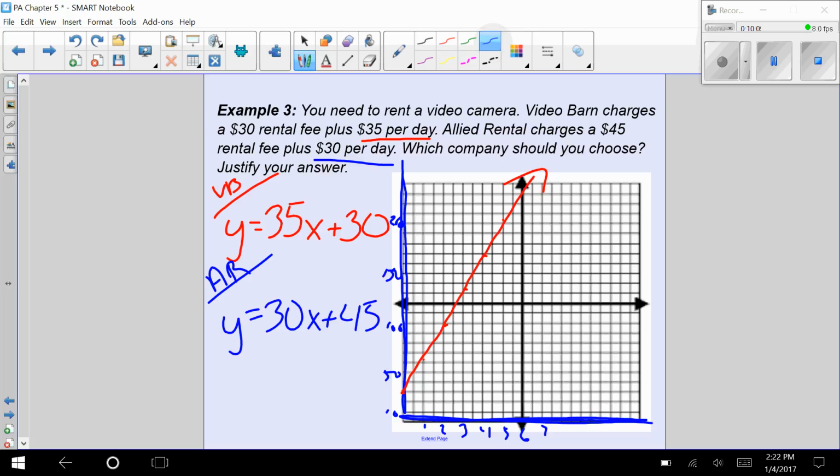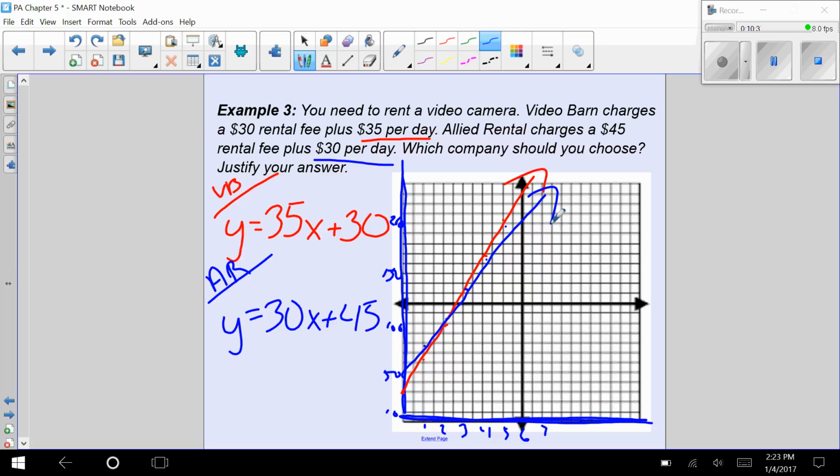for our Video Barn. Now for Allied Rental, I start at 45, and I go up 30. 10, 20, 30 over 1. You'll see that these are very close. They're very close the whole way through.